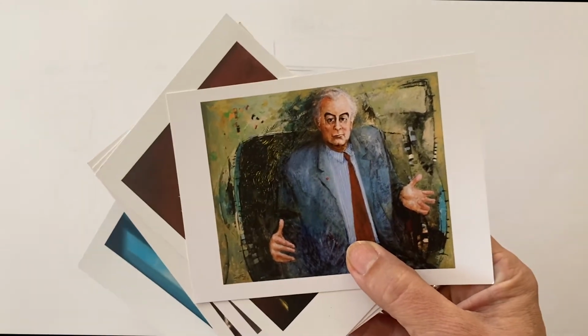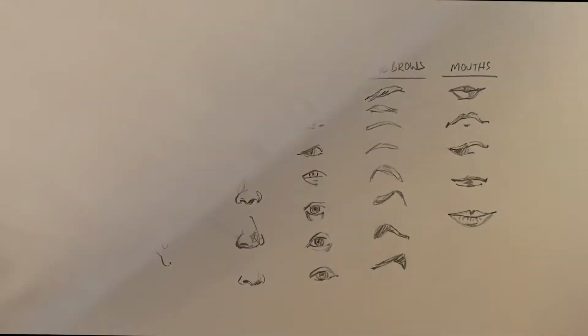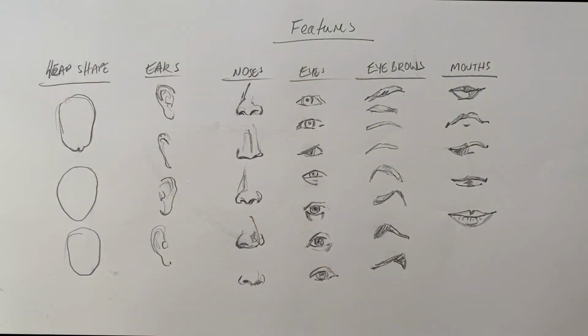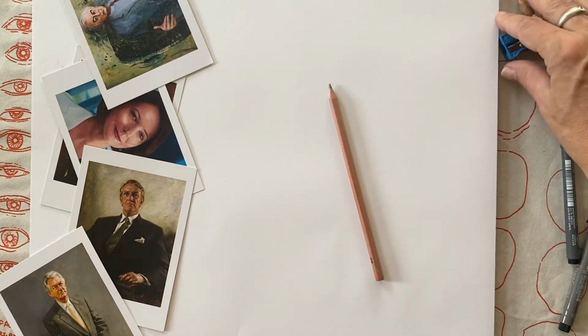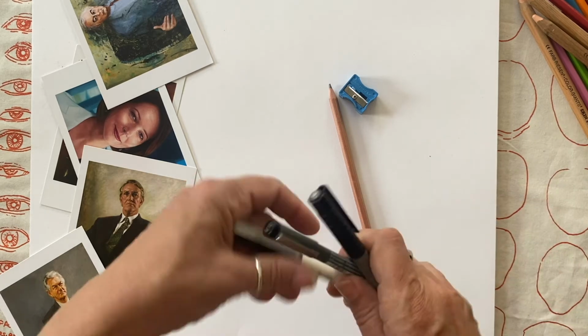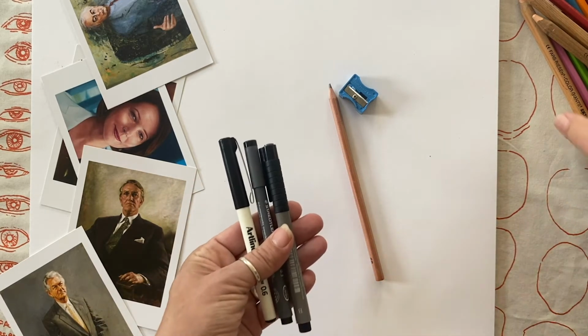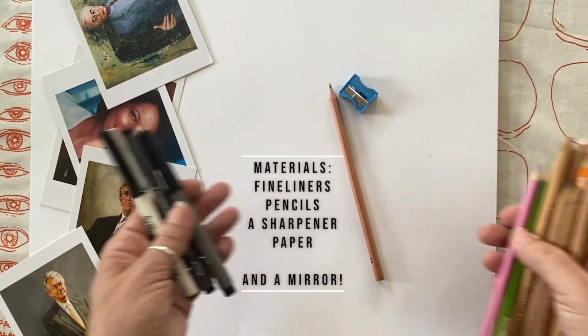The important things you need to know are the proportions of the face and the features of a face. All you need to do your own portrait is a pencil, maybe a sharpener. And if you like, you could use different fine liners and some coloured pencils and some paper.